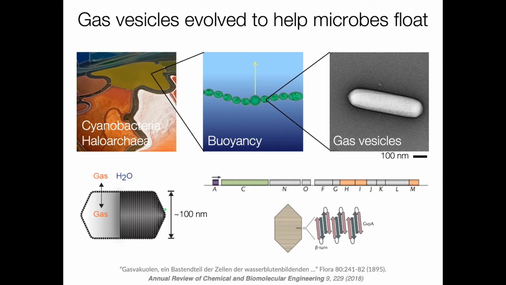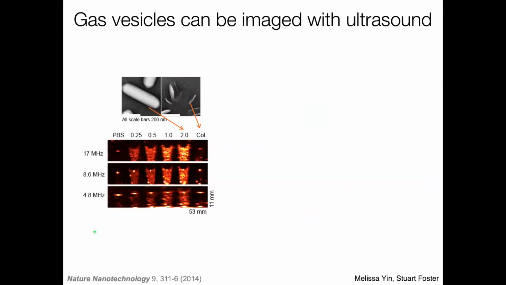But we came across them and we said, all right, you have a little protein that's filled with gas. Maybe we'll be able to see it with ultrasound. And in fact, that turned out to be true. So this is data from the first paper we published on this back in 2014, where all we did was take these proteins, isolate them, purify them from cyanobacteria, and embed them in hydrogels like agarose, which are acoustically transparent. So that's the black background that you see there.